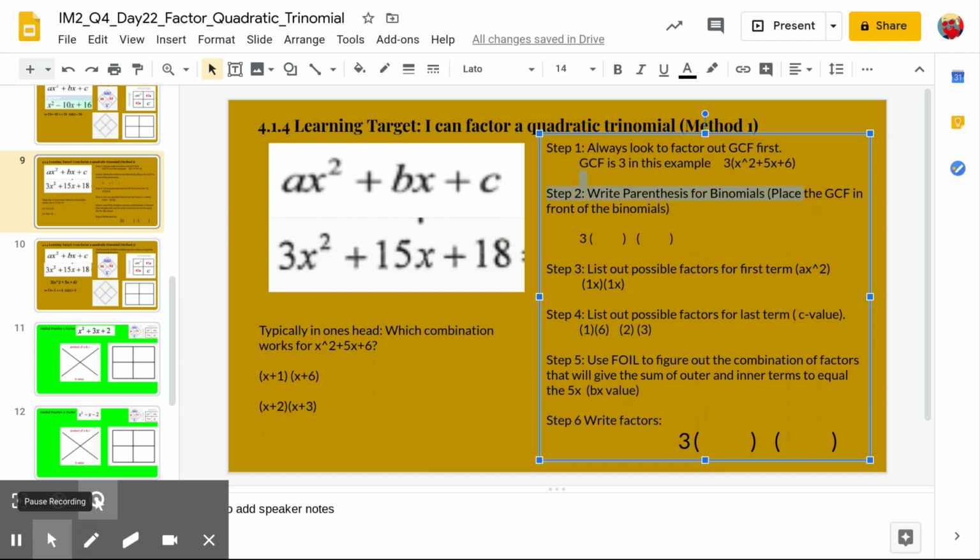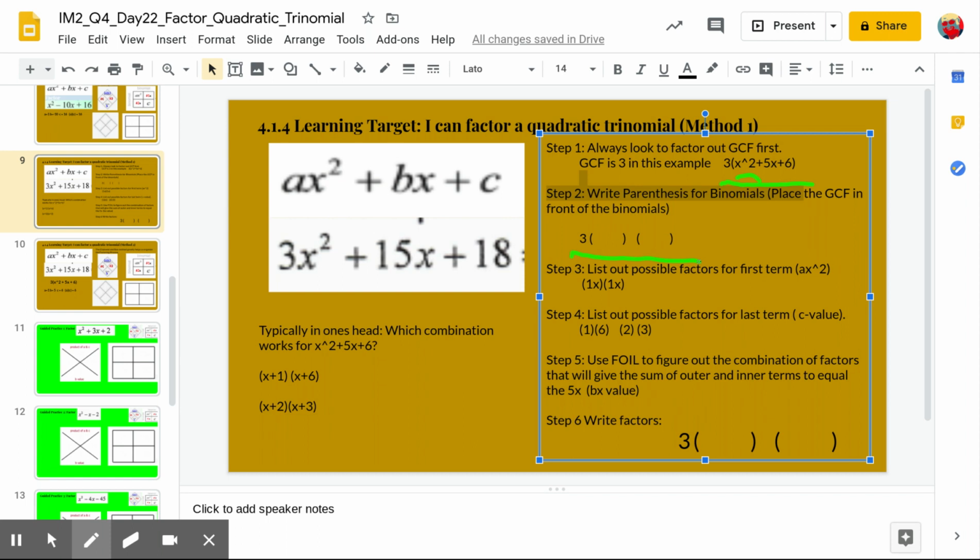Okay, so now we're going to look to factor the x squared plus 5x plus 6. We know the 3, and we write it down in front of our parentheses, because that's the GCF. But now we're going to factor just the x squared plus 5x plus 6. So what are our possible factors for that first term? 1x squared is going to be 1x and 1x. What are our possible factors for the c term? Again, the c is 6, not 18. So there's only a couple possibilities, right? It could be 1 times 6, or it could be 2 times 3.